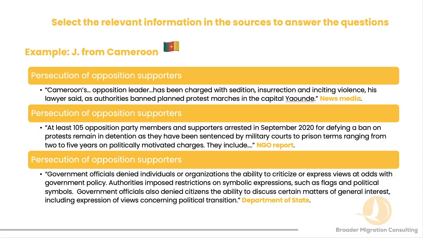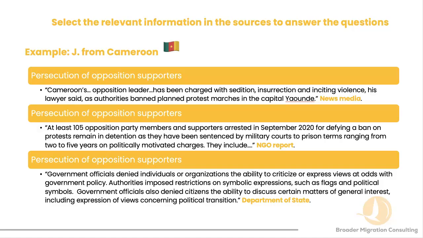So here's a brief example of how I selected some sources and excerpts in the case of Jay. One of the questions I had in that case, let's remember, is the following: are opposition parties persecuted in Cameroon? And I had specific dates and locations for when the applicant was protesting.